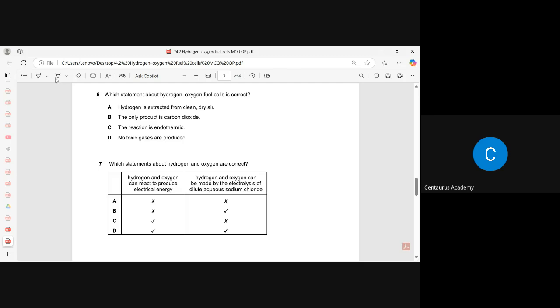Tell me the answer for this one. Question number 6. Which statement about hydrogen oxygen fuel cells is correct? Hydrogen is extracted from clean dry air, or the only product is carbon dioxide. The reaction is endothermic, or no toxic gases are produced. Yes, Ryan. Does it mean no toxic gases are produced during using it or during the production of it? After the chemical reaction. Oh, okay.